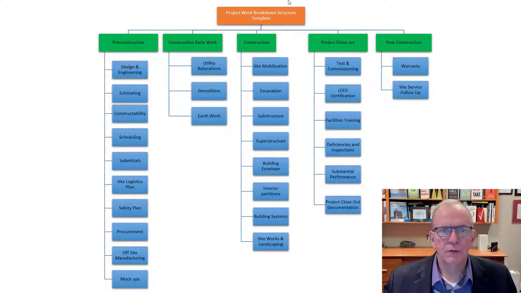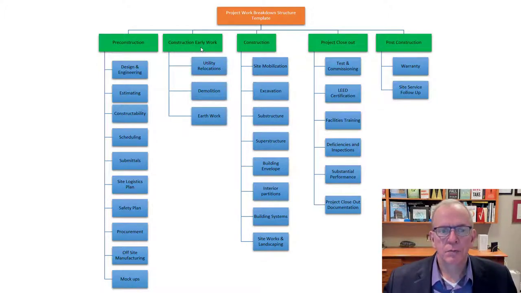So at the highest level, you've got the project. Then you've got pre-construction, construction early work, construction, project closeout, and post-construction. So you can come to grips with what would be under each particular heading. And then underneath there, you might have design and engineering, estimating, constructability, scheduling, all these particular headings that might require a whole bunch of activities underneath them before we even get to construction early work.